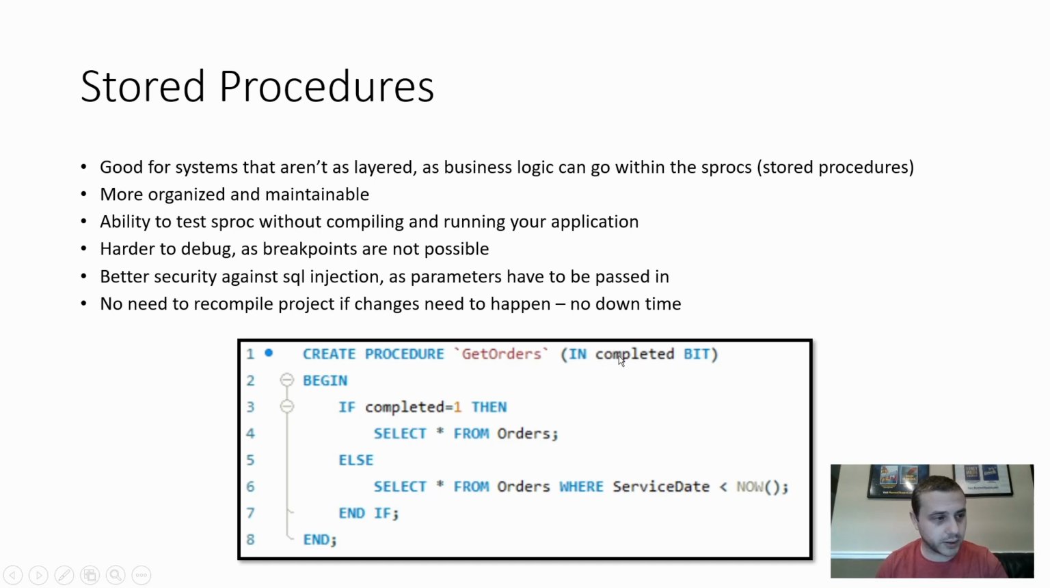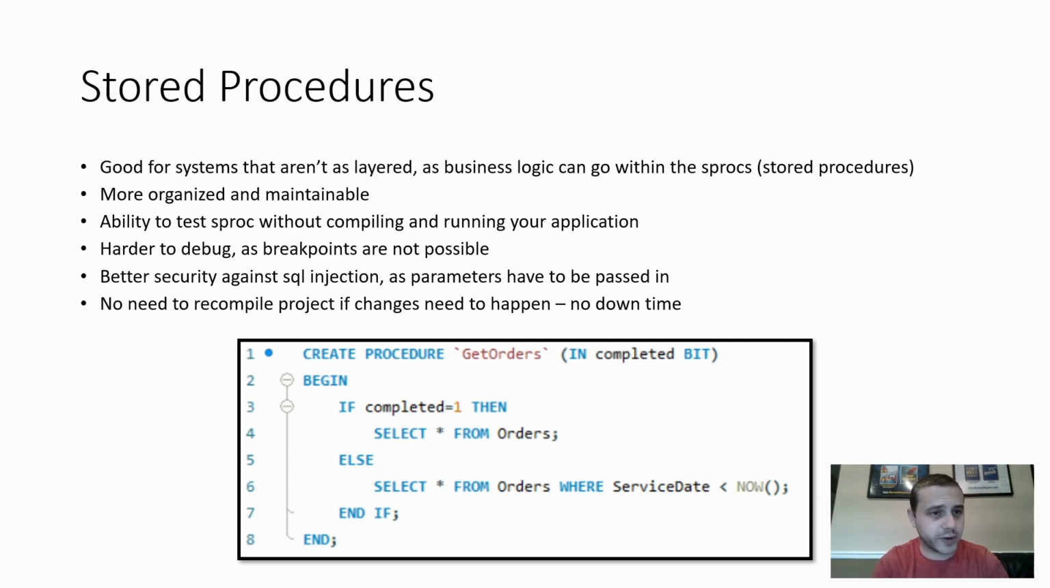And then I could add a parameter to do some additional filtering if I wanted. So for instance, I have a parameter here of completed, and if the user passed in completed equals 1, then, this is actually backwards. So if completed equals 1, this should be select star from orders where service state is less than now. And if it's not completed, then select star from orders. But what I'm trying to get at here is that you can have a stored procedure do all the business logic for you, and that's stored in the database, the stored procedure.